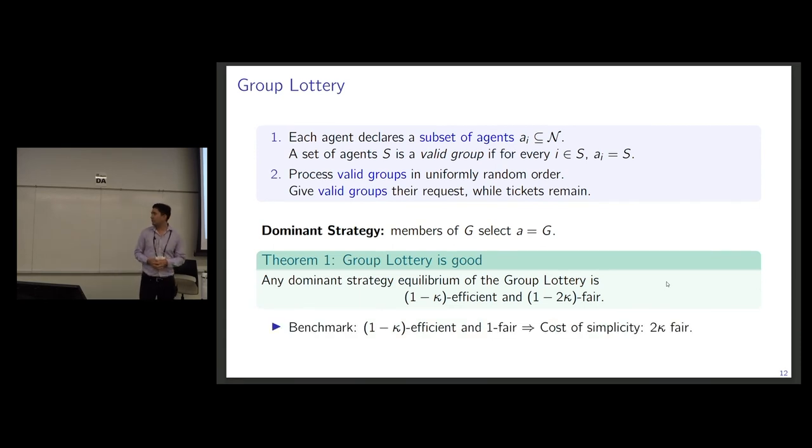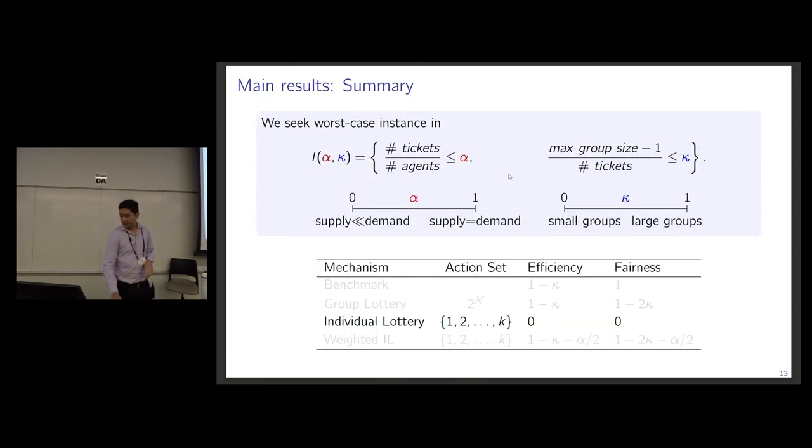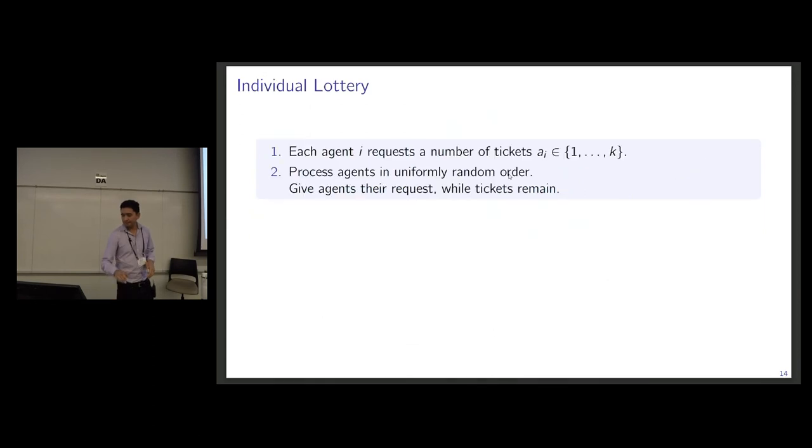And as I mentioned, here we have a two-cup fairness loss. Basically, this is coming from the fact that we're using a uniform random order. In the paper, we discuss how we could avoid that two-cup loss in the fairness factor by implementing a fair group lottery.